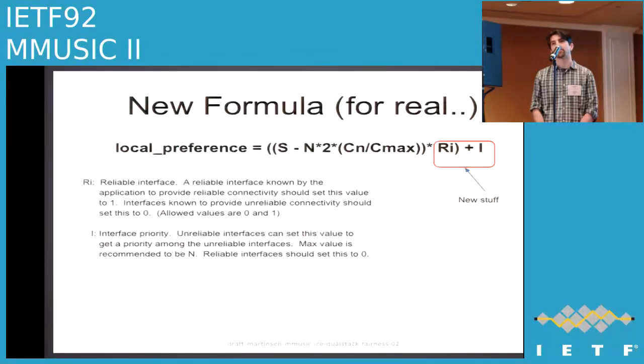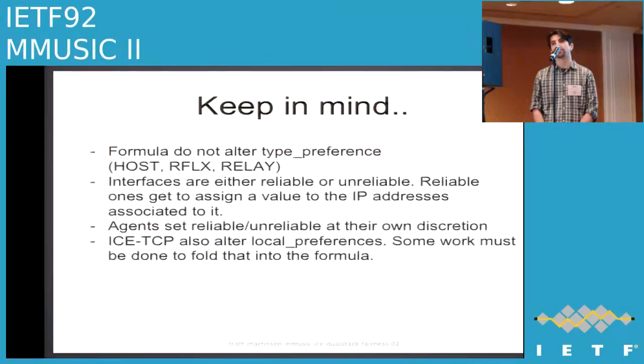Okay, next slide. And the one after that. There is also a priority formula in ICE TCP that needs to be meshed into this, so we have one formula that works for everything. Okay, next. So the real question is, should we keep the multi-home support, or should we just go back and focus on the dual stack? Comments, please.